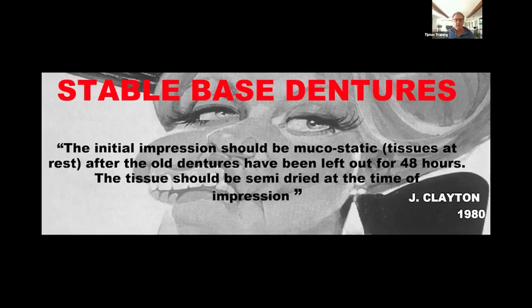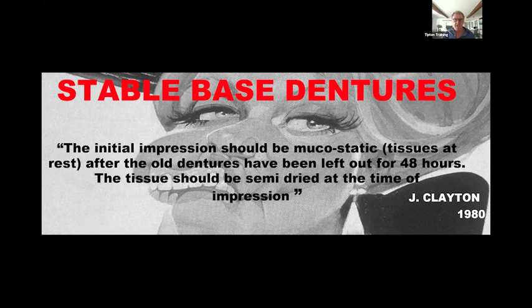Now, the initial impression, our proper impression, has got to be mucostatic. It means again that the denture has to be out. I would like my patient's denture to be out for 48 hours, even 2 hours at the least, before my special tray impressions, both of those. I'm trying to get as much accuracy as I possibly can. The second thing to think about when you do your special tray impressions is making sure that there's the least amount of saliva there.